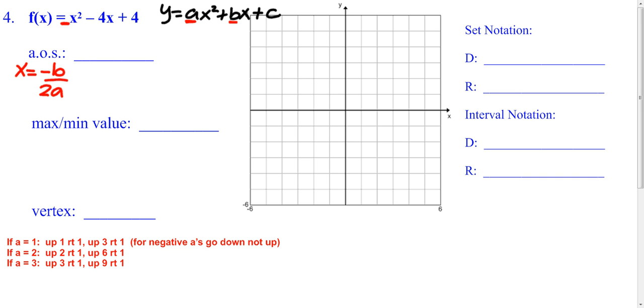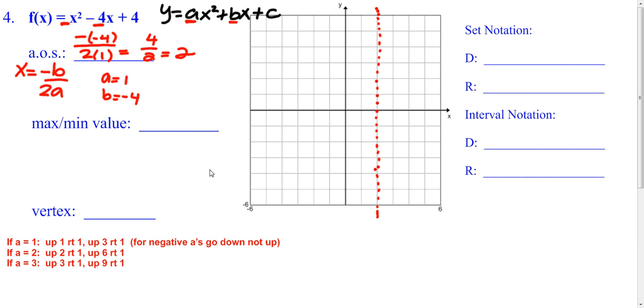So in this case, my a is 1, and my b is the number in front of the x, which is negative 4. Okay, so when I do negative b over 2a, I will do the opposite of negative 4 over 2 times 1. So the opposite of negative 4 is positive 4 over 2, which just comes out to be 2. So that means that my axis of symmetry is x equals 2, which is a vertical line, and it should cut that parabola in half. Okay?